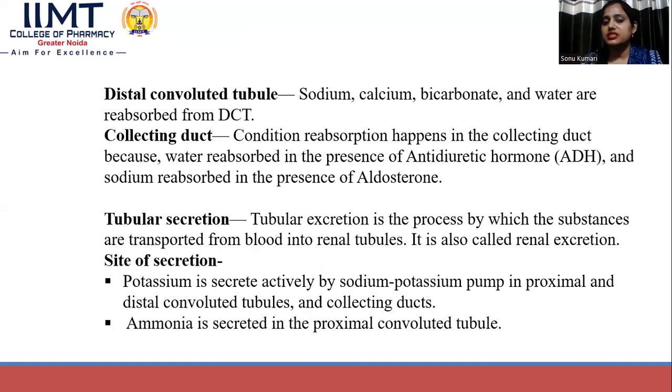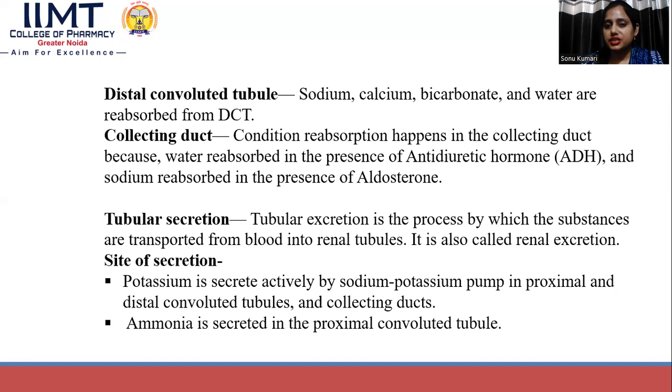Third is the distal convoluted tubule. Sodium, calcium, bicarbonate and water are reabsorbed from the DCT. Then the collecting duct: reabsorption happens in the collecting duct because water is reabsorbed in the presence of antidiuretic hormone, that is vasopressin, and sodium is reabsorbed in the presence of aldosterone hormone.